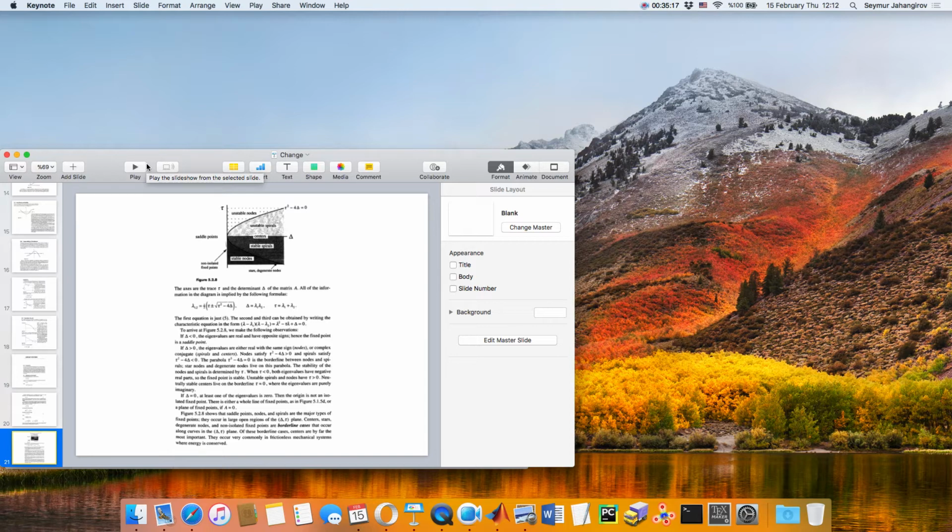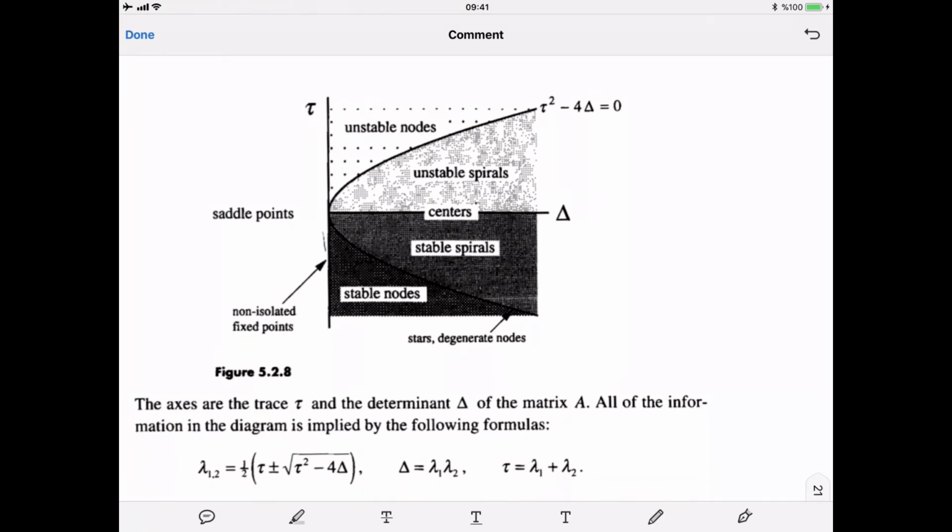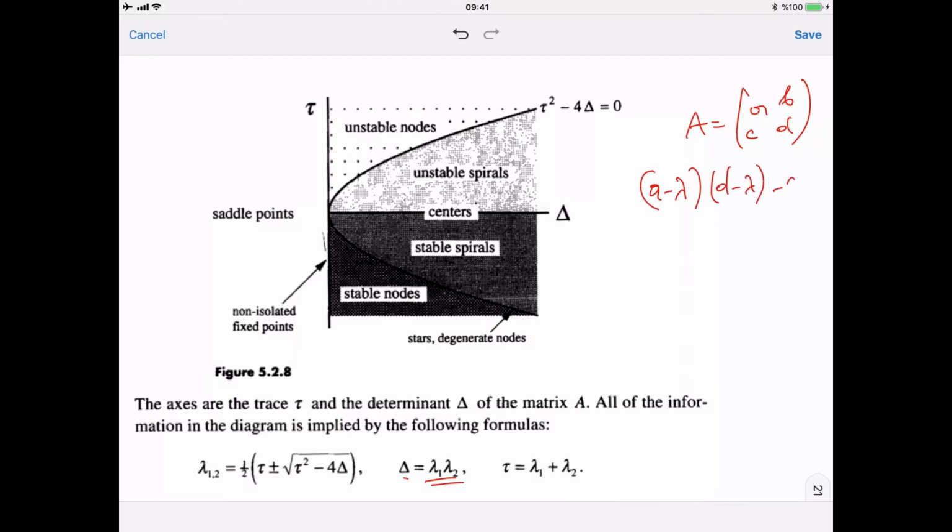Yes, I have one more slide to analyze. And this is one of those points where the book is just being divine. Okay. So remember, you always derive some lambdas, right? Do you remember that? We had A equals A, B, C, D, and we basically solved this equation, A minus lambda times D minus lambda minus CB equals 0, okay? And from here, we found lambda 1 and lambda 2.